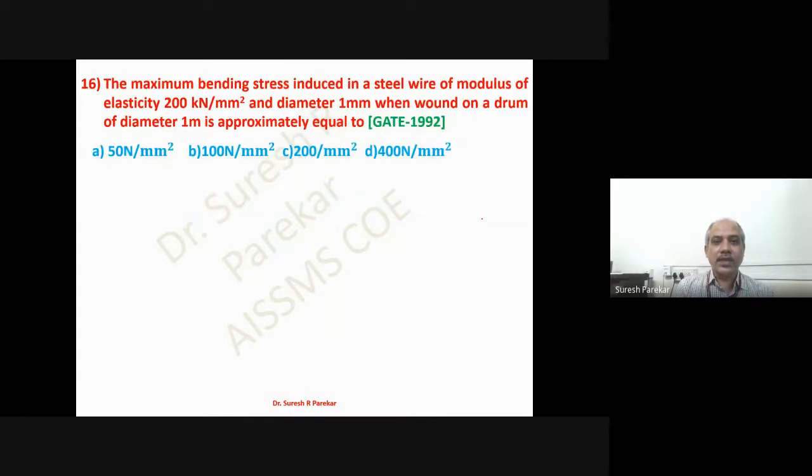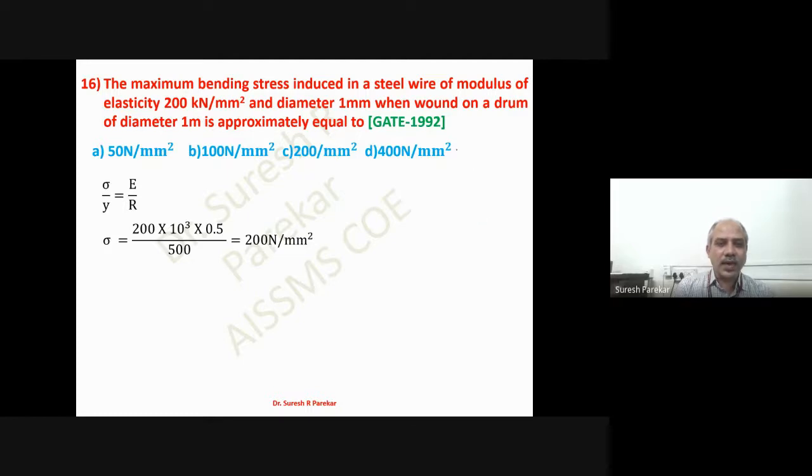The maximum bending stress induced in a steel wire of modulus of elasticity E equal to 200 kilonewton per millimeter square and diameter 1 millimeter, when wound on a drum of diameter 1 meter, is approximately? Then we have to go sigma by y is equal to E by R. And when we will substitute it, we got value.